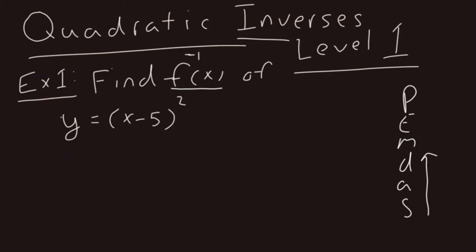Now let's take a look at this. We know that we want to find f inverse of x, which always implies that we have to begin by taking our y and our x, and we know that we want to switch them. So I can actually rewrite this as x equals (y minus 5), and of course the whole thing being squared.